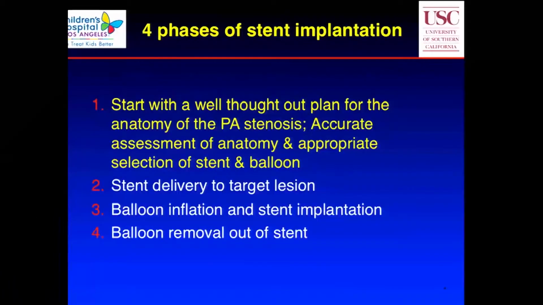So I break it down into four main phases of stent implantation. Number one, we're going to start with a well-thought-out plan of the anatomy of the pulmonary stenosis so that you have a strategy to take care of it. You have to have accurate assessment of the anatomy and the appropriate selection of stents and balloons. We'll go to the second phase later on. So this is what I'm going to talk about first.